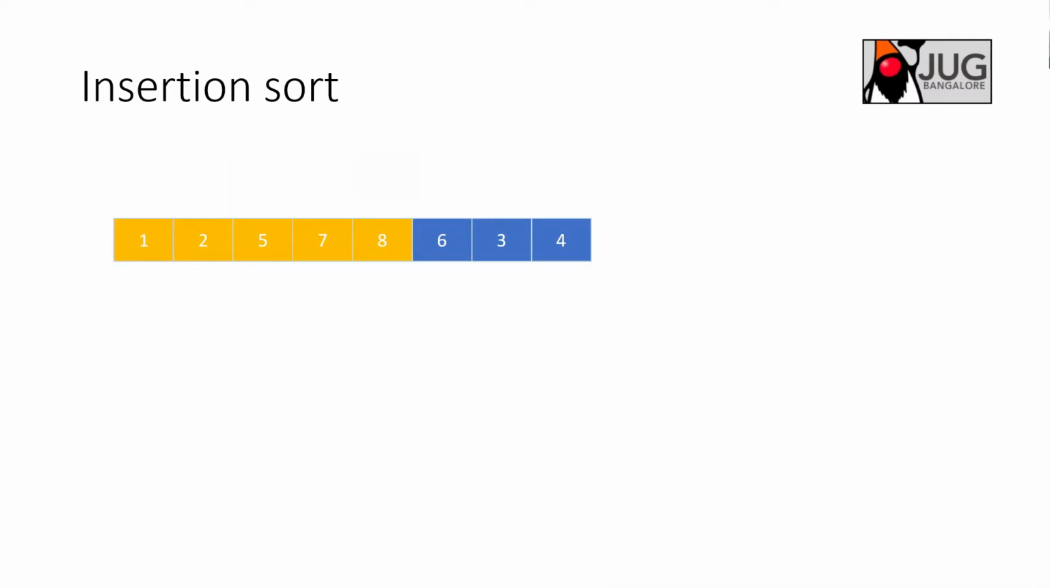I hope so far the algorithm is clear. Once you pick the 6, 6 will be placed here, it goes and sits here. Again 3 is placed, and this is the right position for 3. 4 again, same thing, 4 is placed here. At the end of the algorithm you will have a sorted set something like this. I hope the algorithm is clear.